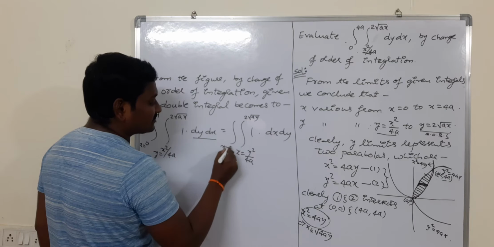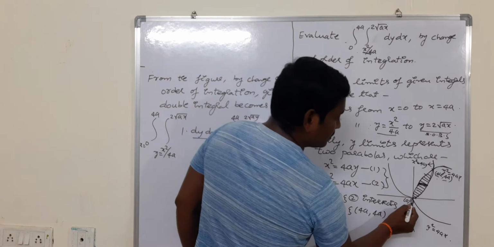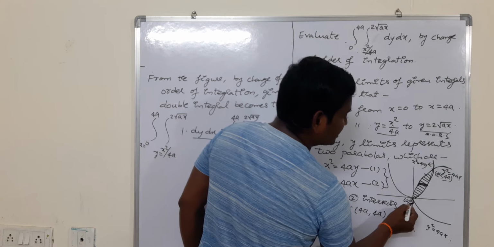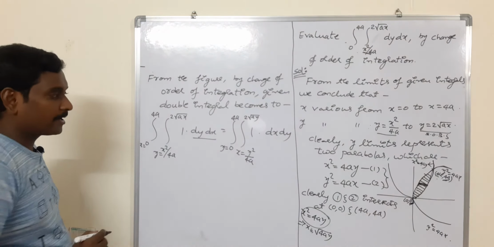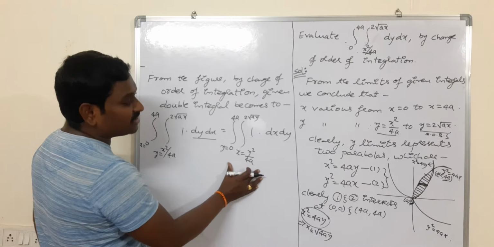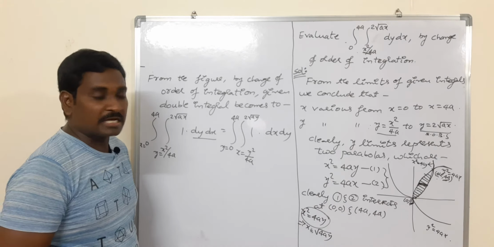Automatically y varies from 0 to 4a. For y limits, observe the intersecting points. Y coordinates are 0 to 4a. Okay, this is the change of the order of the integration. Whenever we change the order of integration, you should change the limits also correspondingly.